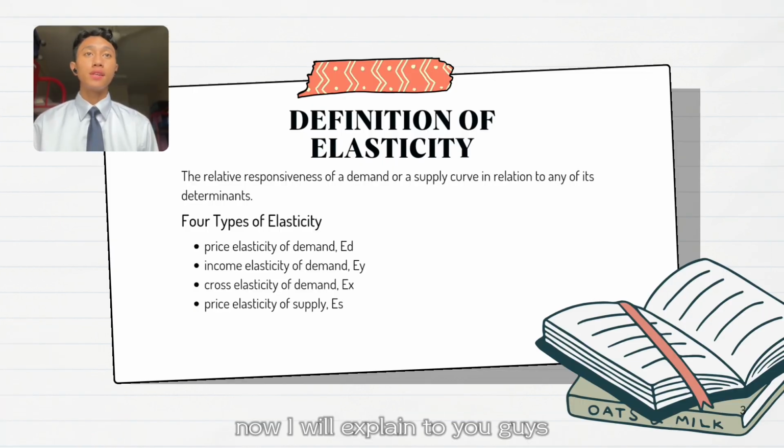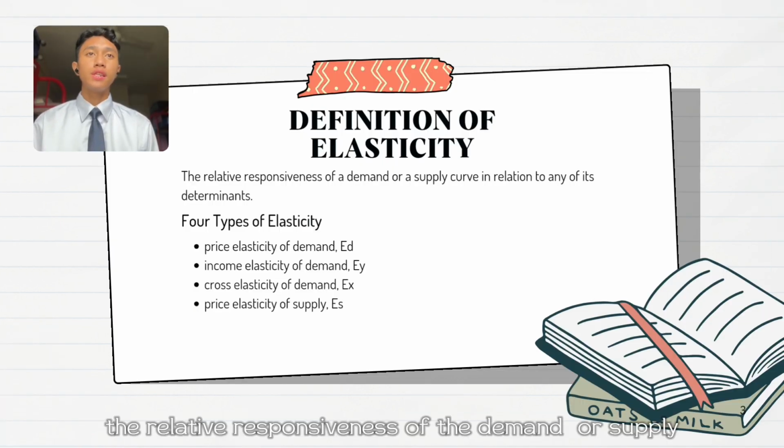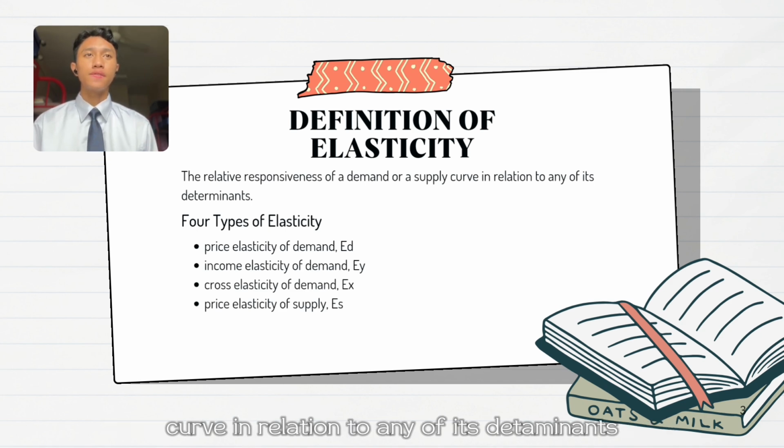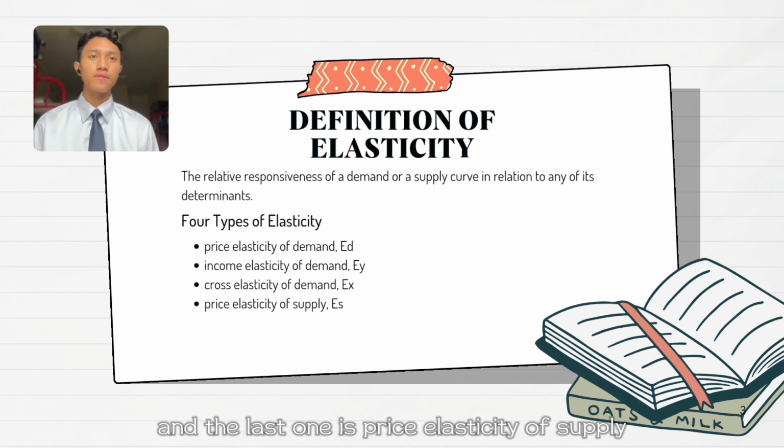I will explain to you guys the definition of elasticity. The relative responsiveness of a demand or a supply curve in relation to any of its determinants. And there are 4 types of elasticity. The first one is price elasticity of demand. The second one is income elasticity of demand. The third one is cross elasticity of demand. And the last one is price elasticity of supply.